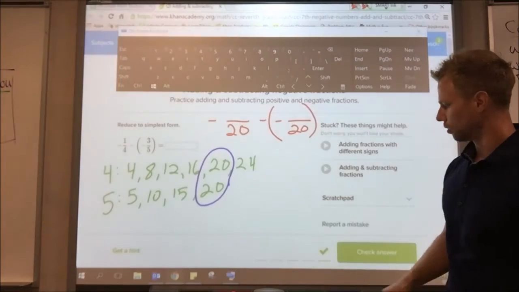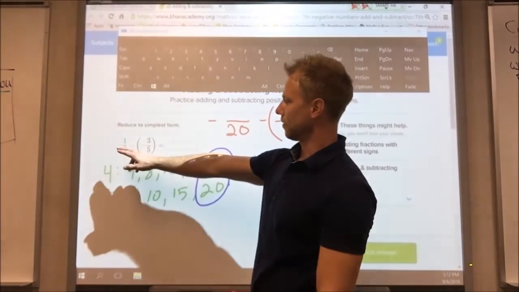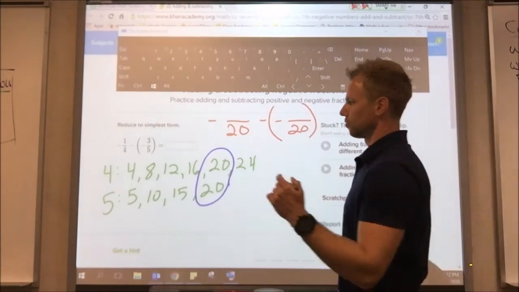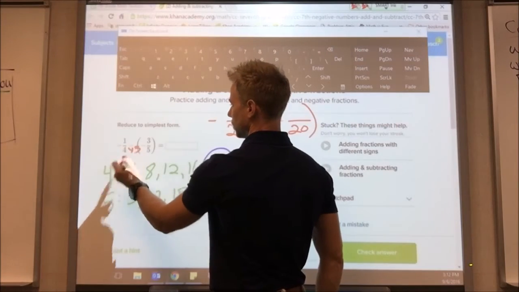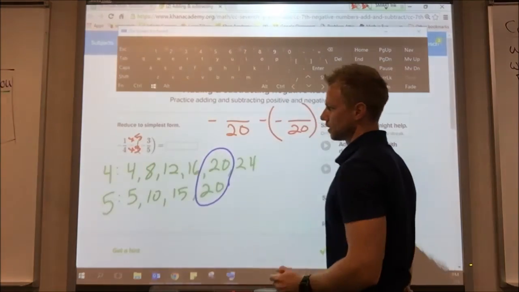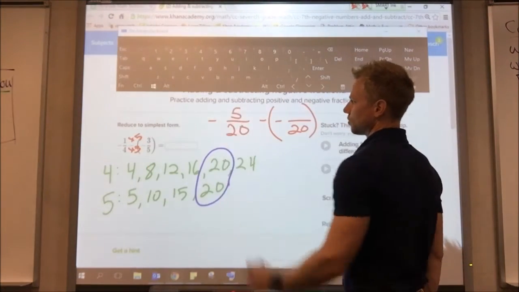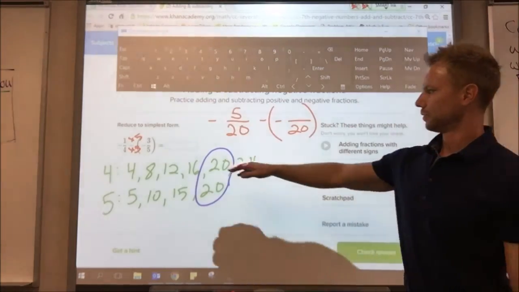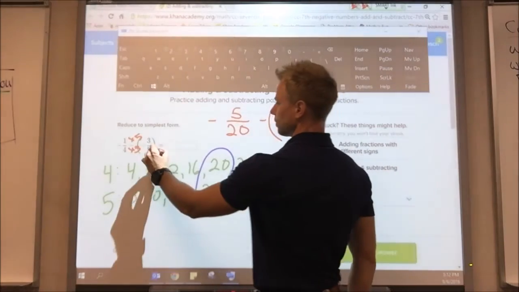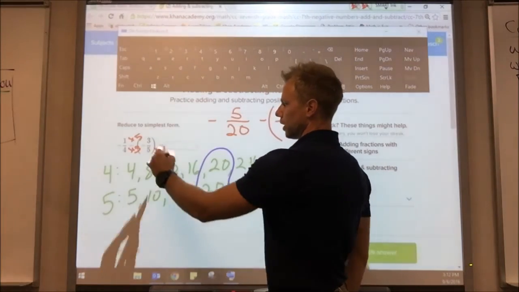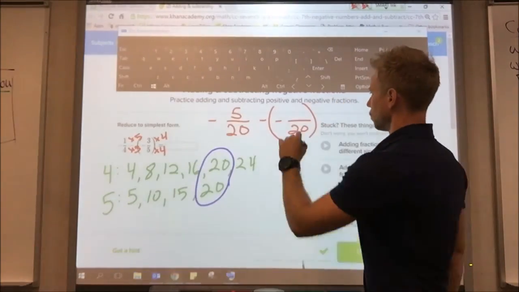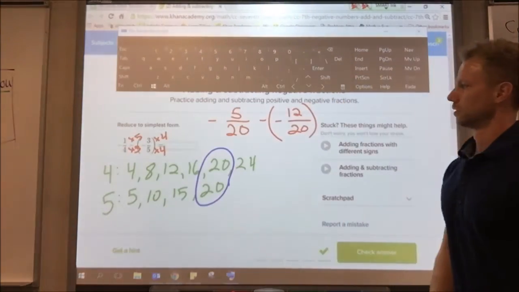Now we have to figure out what our numerators are. So I have to think, 4 times what gives me 20? 4 times 5 gives me 20. So what I do to the bottom, I have to do to the top. I need to take 1 times 5. 1 times 5 is 5. Then on the other side, 5 times what is 20? Well, 5 times 4 is 20, so what I do to the bottom, I have to do to the top. 3 times 4 is 12.